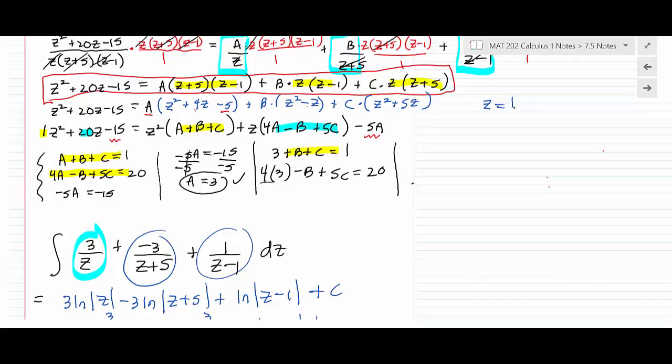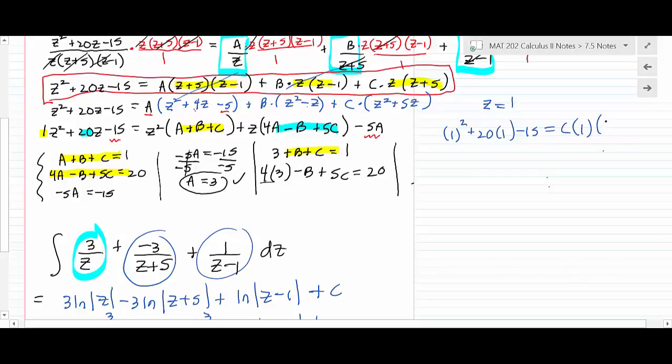So what you'd be left with is this piece, and then you could go through and see if you could set that equal to something. So let me show you how that would work. Sometimes it's easier to do part of the problem this way. So if z was equal to 1, that would cross that out and it would cross that out. So what you'd be left with, and you could replace all of the z's with 1, so you'd have 1 squared plus 20 times 1 minus 15, and then over here you would have z times 1 times 1 plus 5. And that equation right there has one unknown, so you could find c that way.